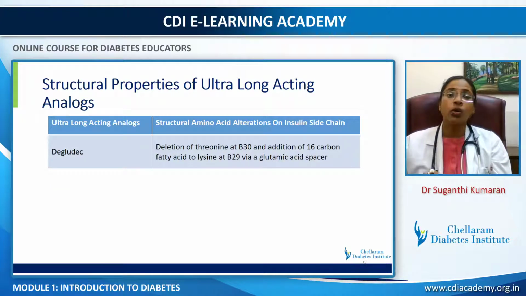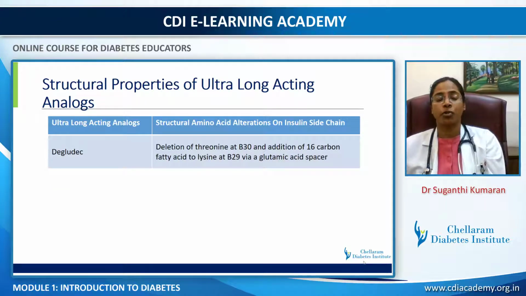The degludec or the longer acting, which almost acts for about 3 days. What is the structural amino acid alteration? Here there is a deletion of threonine at B30 and addition of 16 carbon fatty acid to lysine at B29 via a glutamic acid spacer.